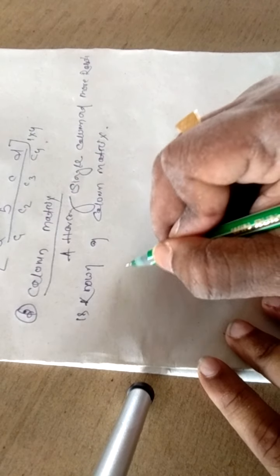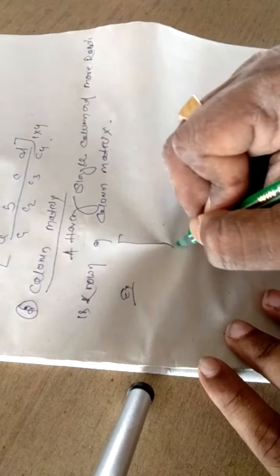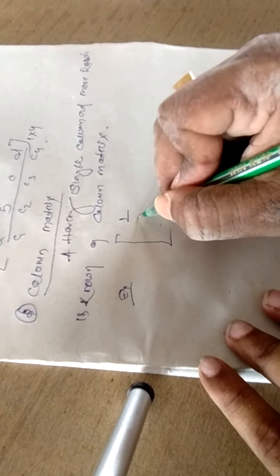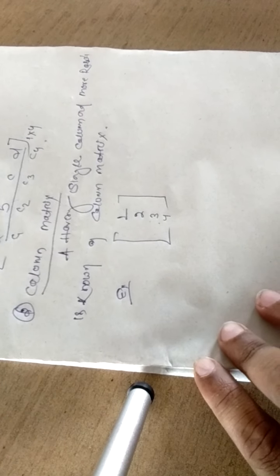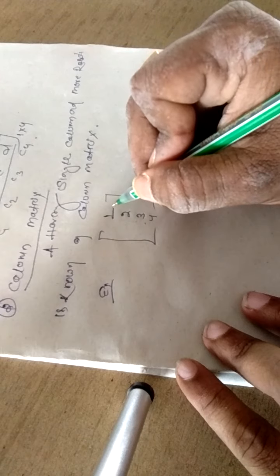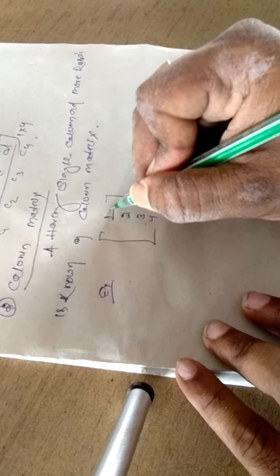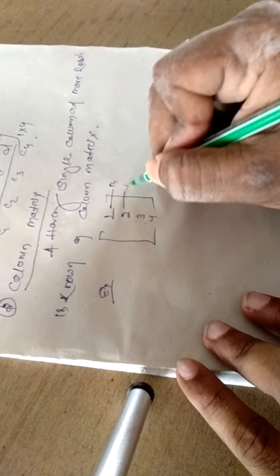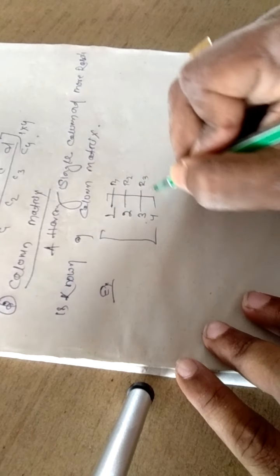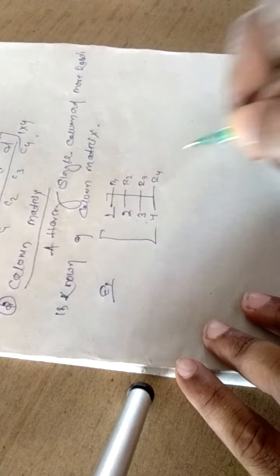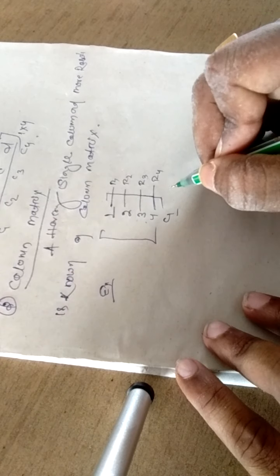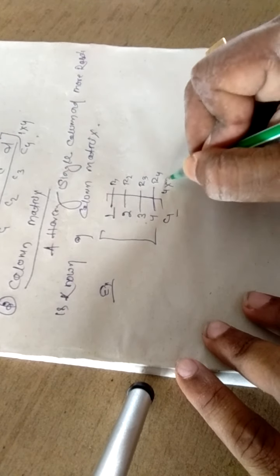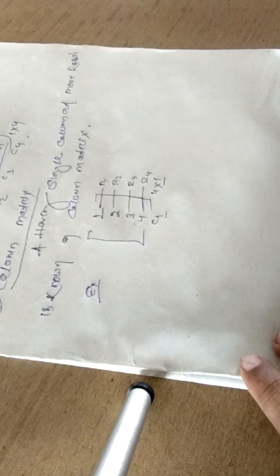That is, 1, 2, 3, 4. This is an example of a column matrix containing row 1, row 2, row 3, and row 4, and the column is 1. So the order of this matrix is 4 by 1.